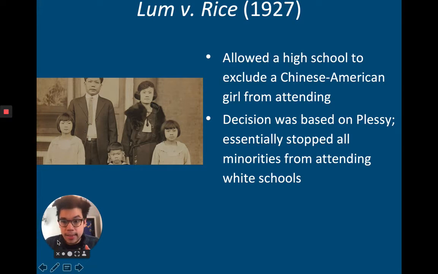So they looked at that and said, no, we are allowed to just flatly say no solely based on her race. We don't even have to give a reason. We can just say, no, she's not white, therefore she can't come to this specific white-only high school. So Plessy v. Ferguson actually ends up applying not just to African Americans, but to all minorities for about 50 years.